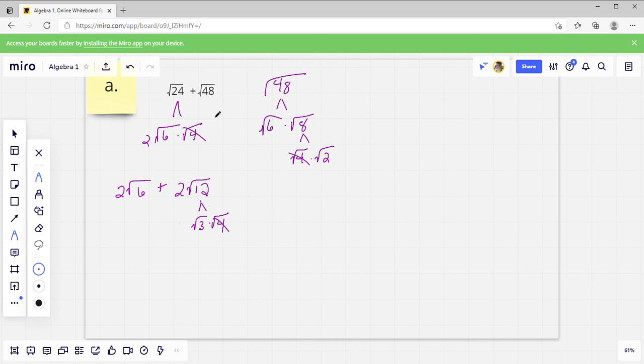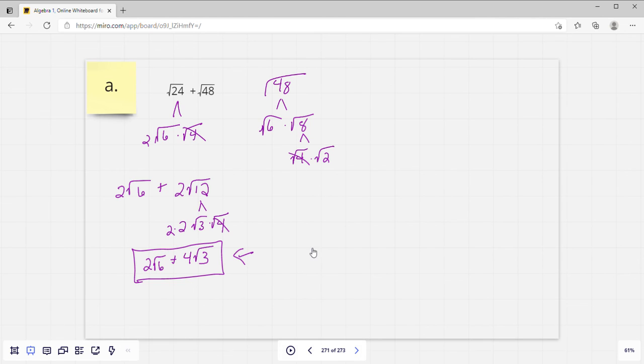Okay, and then that breaks down into square root of 3 times the square root of 4, and that would be another 2. So we pull that out and multiply it times that 2, and we would have 4 times the square root of 3. So we've got 2 times the square root of 6 plus 4 times the square root of 3, and we cannot put those together. That's as far as it'll go, so that's the answer for A.